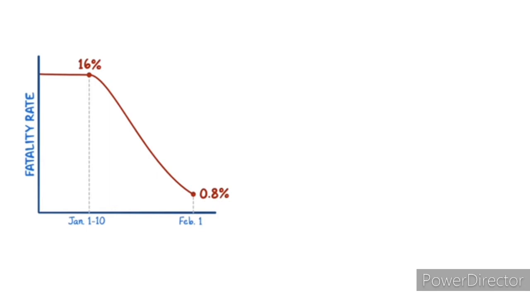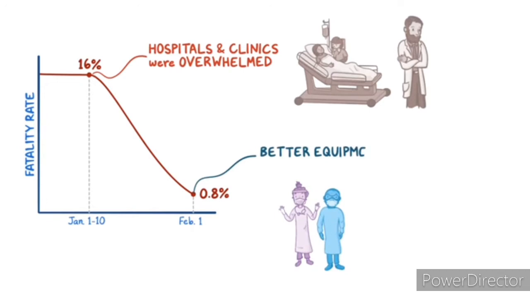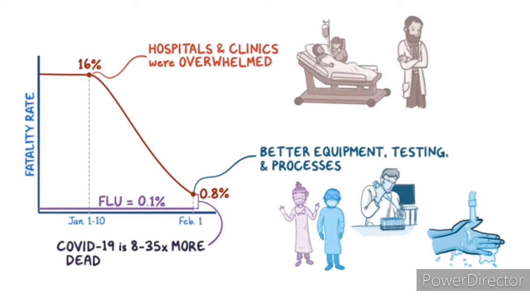There are two main reasons for this. First, the hospitals and clinics were initially overwhelmed and couldn't manage the disease. So both patients and healthcare providers were getting severely ill and dying. But within a few weeks, with better equipment, testing, and processes in place, the healthcare system responded and brought down the fatality rate dramatically. Now, as a point of comparison, the flu typically causes a fatality rate of 0.1%. So even based on this data, COVID-19 is still 8 to 35 times more deadly than the flu.